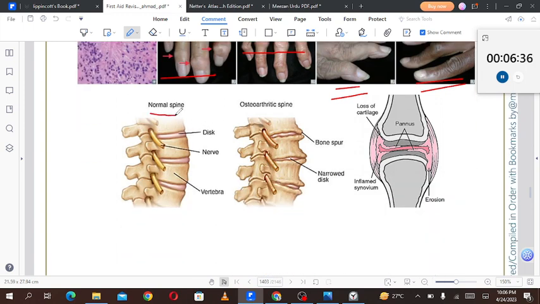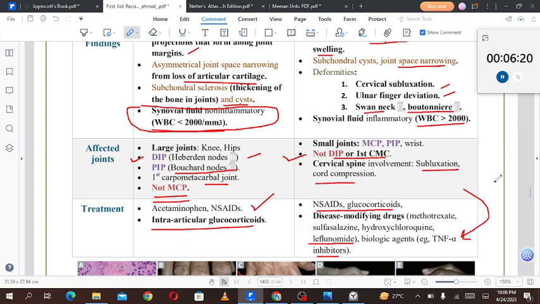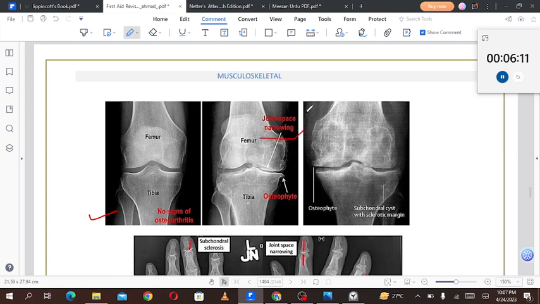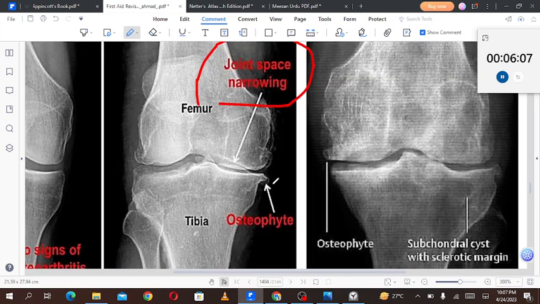So a normal spine looks like this. An osteoarthritic spine will look like this, with the bone spurs and the narrowed disc and stuff like that. Loss of cartilage, formation of pannus, inflamed synovium, and erosion are characteristics of, I guess, rheumatoid arthritis. Moving forward to this picture, here we have the femur and tibia. There is no sign of osteoarthritis. When osteoarthritis begins, the joint space becomes narrowed, and there will be osteophytes, as you can see in the zoomed picture. So here you can see the osteophytes or bony spurs being formed.